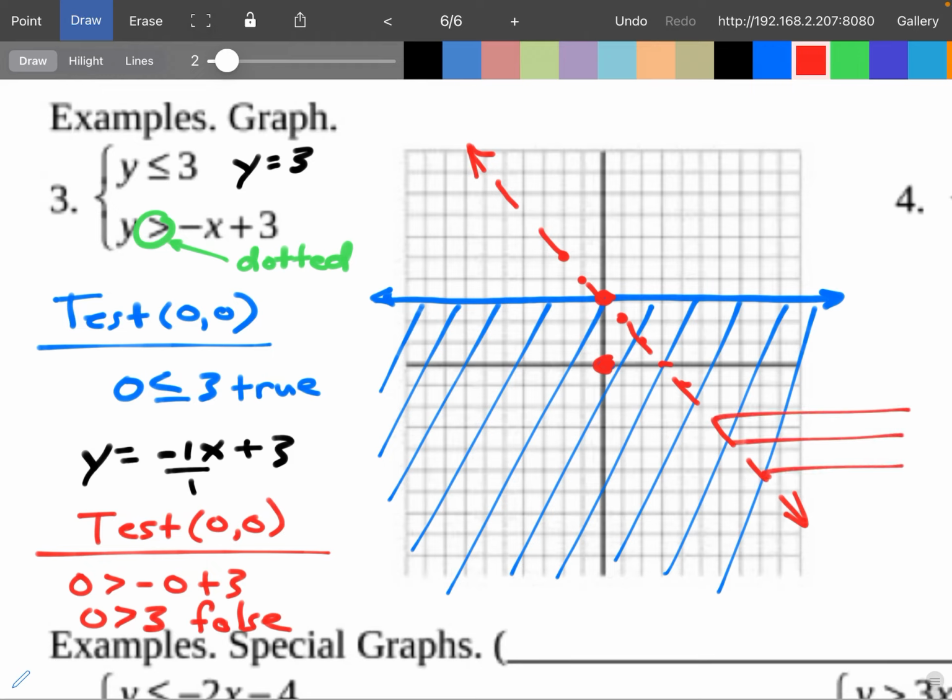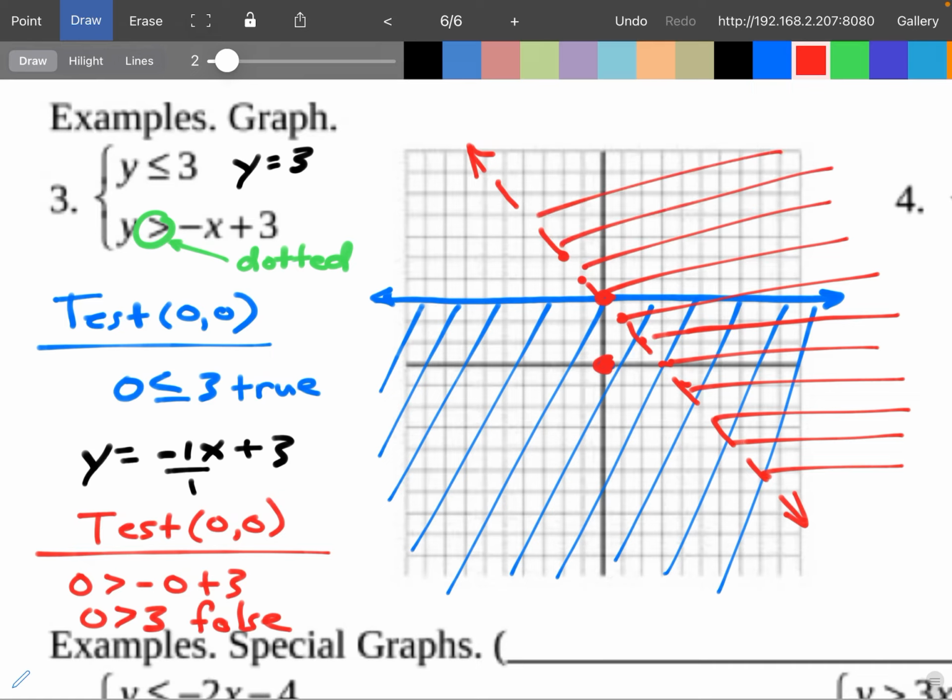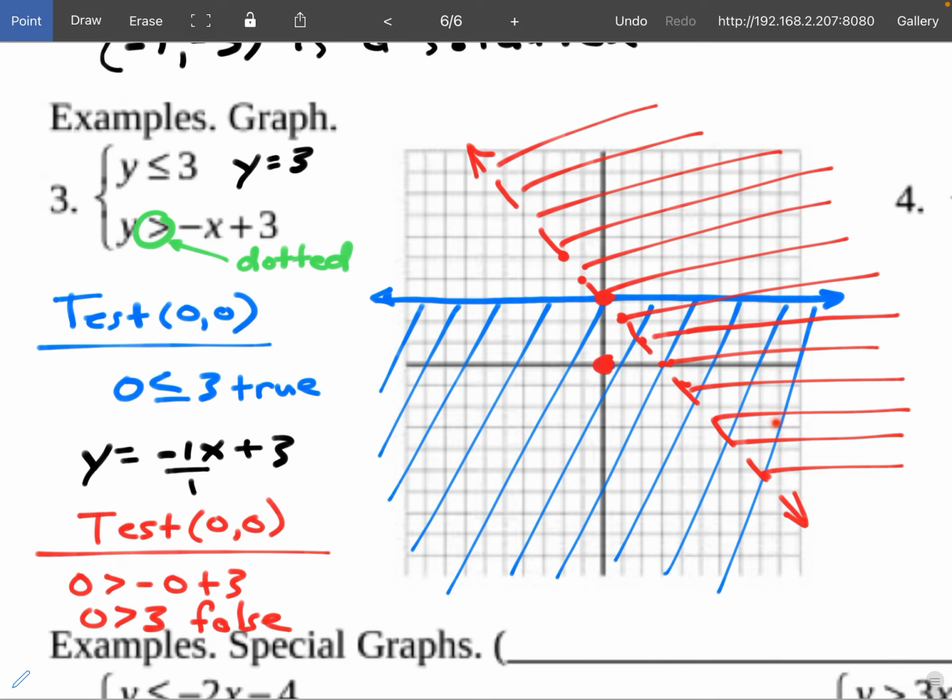So if I pick the point and it makes it true, I shade the side where I picked the point. But if I pick a point and test it and it makes a false statement, then I shade the other side of the line, okay? So I shade the other side where I did not pick the point. So that would look like, let's see, how do I want to do this? Probably like this. So that would look like this.